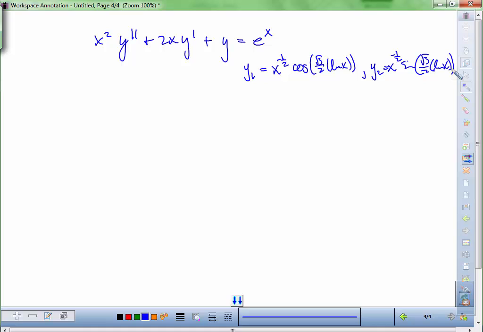So for this, we need to come up with a particular solution, and our particular solution has something to do with some u's and some Wronskians. The end game is that your y particular solution is going to be u1 times y1 plus u2 times y2. And to find u1, we need to first find u1 prime. And to find u1 prime, we need to find the Wronskians.